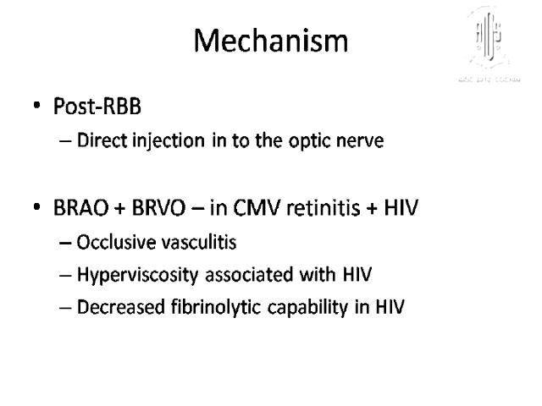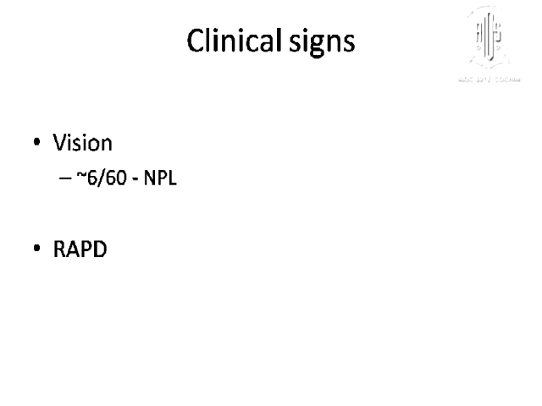Branch retinal artery occlusion and branch retinal vein occlusion has been described in patients with CMV retinitis and HIV. This is once again because of occlusive vasculitis, a combination of hyperviscosity and decreased fibrinolytic capability in HIV. Clinical signs, when you look at these patients, they do have poor vision. It can vary from 6/60 to NPL, and they do have a gross relative afferent pupillary defect.